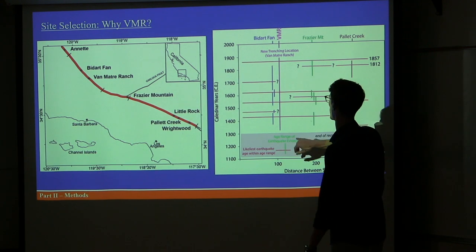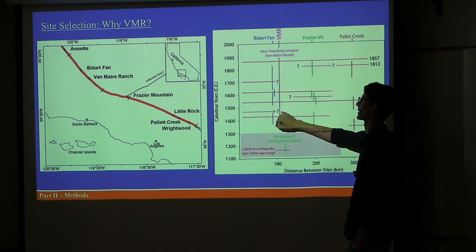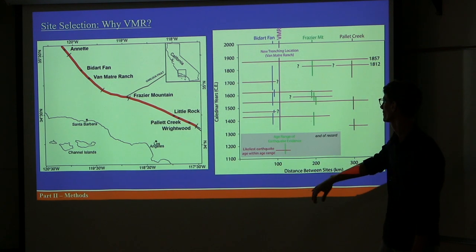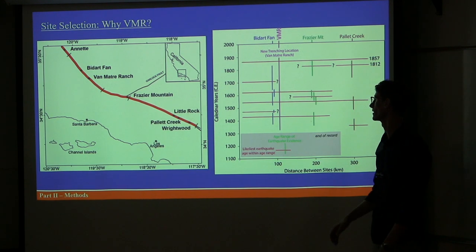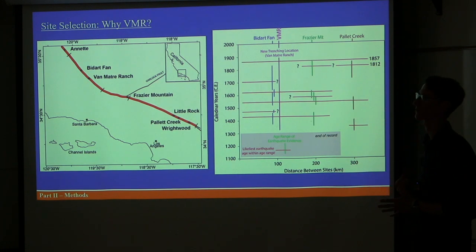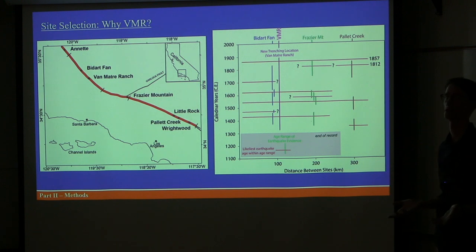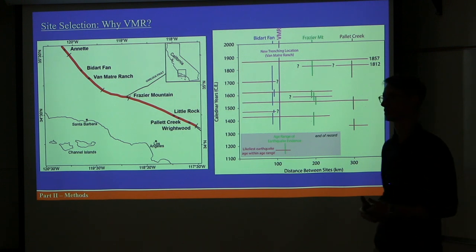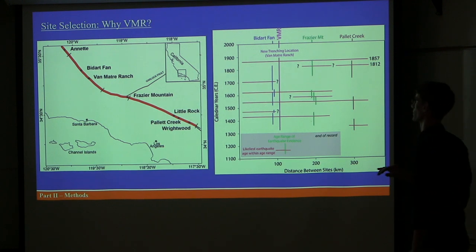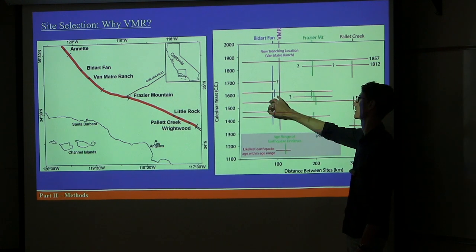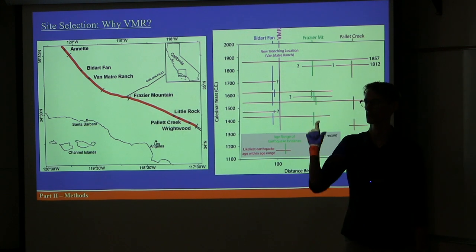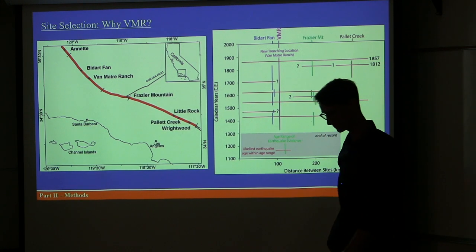One of the benefits of having Van Matre Ranch be so close, it's about 20 kilometers south of Bedart Fan, 80 kilometers north of Fraser Mountain. One of the benefits is that we were assuming essentially that ideally the Van Matre Ranch site would have an identical record to Bedart Fan. They're very close. It's a very concentrated part of the San Andreas Fault. And one of the things we're hoping to do is not only to duplicate the data that we're getting out of Bedart Fan, but also put tighter constraints on those earthquake ages.